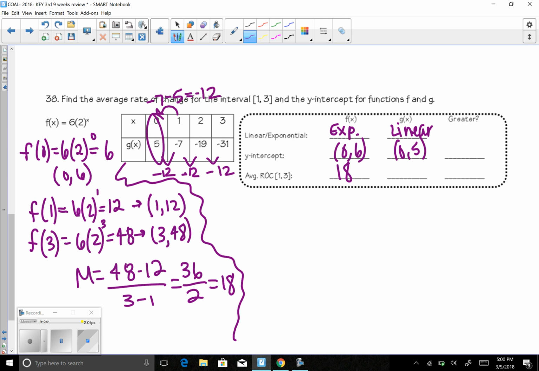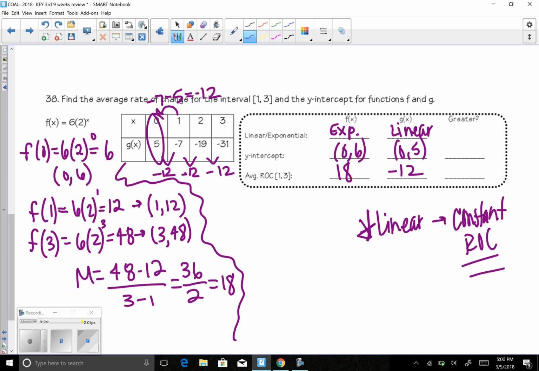(0, 5). And for my average rate of change, okay, just a reminder, linear functions have a constant rate of change no matter the interval. So if you wanted to, you could use the ordered pairs (1, negative 7) and (3, negative 31) and find the rate of change. But guess what you're going to get if you did that? Because that's linear, this average rate of change is always going to be negative 12. So you really don't have to do all that work because the rate of change is the same no matter the interval you're looking at for linear functions. That is not the case with exponentials.